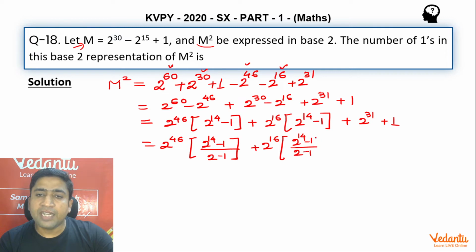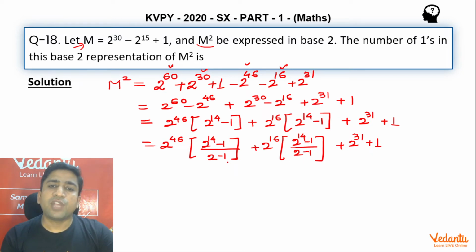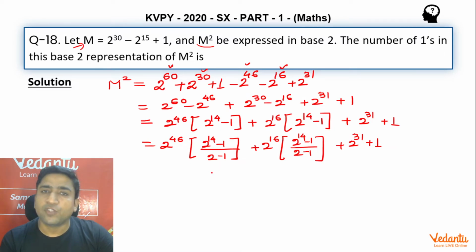I'm deliberately writing it like that, and the rest of the components are as they are, no change. I just want to ask you, can you all see the component inside the bracket? It seems like a summation of GP terms, in which the first term is 1, the common ratio is 2, and the number of terms is 14.